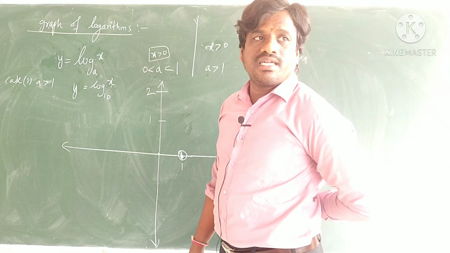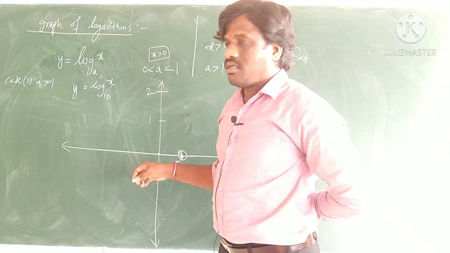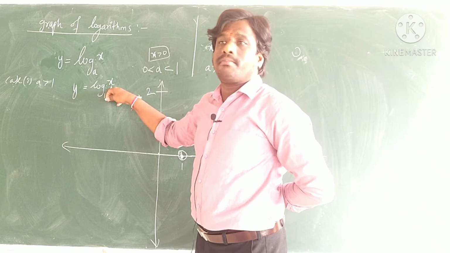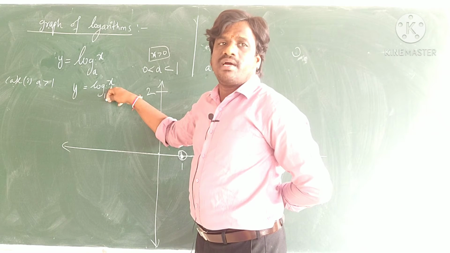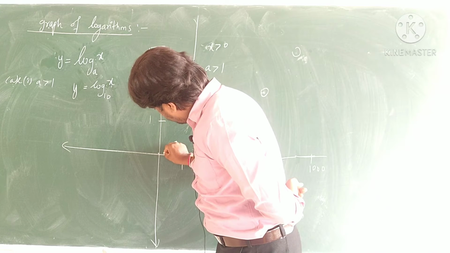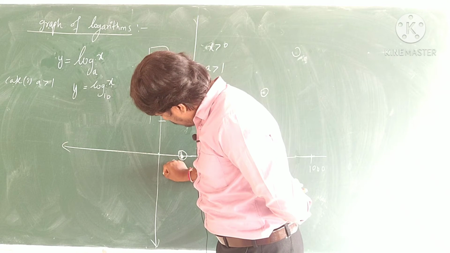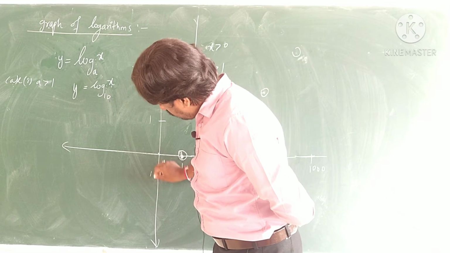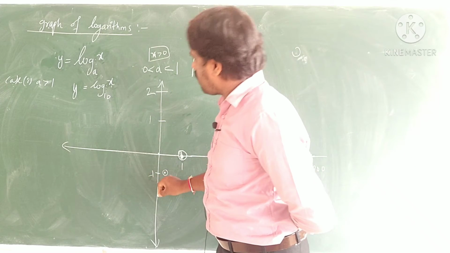Now my question is, if I put 1 by 10 here, what do I get? Negative. If I keep 1 by 10, I get minus 1. 1 by 10 means somewhere here, so at that time I'll get minus 1 here. Now tell me one more thing.